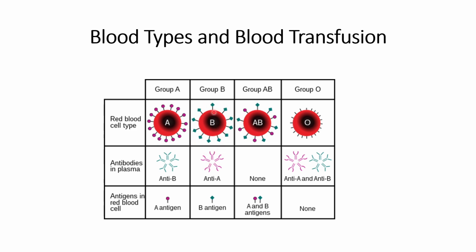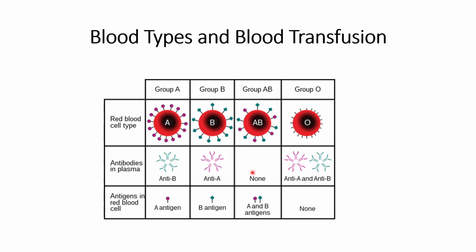Group B can donate to human beings that do not have antibodies against B antigen, so it can donate to group B and also to group AB.